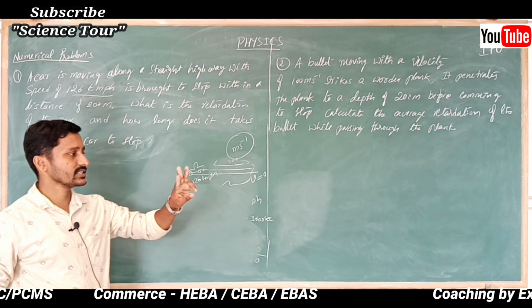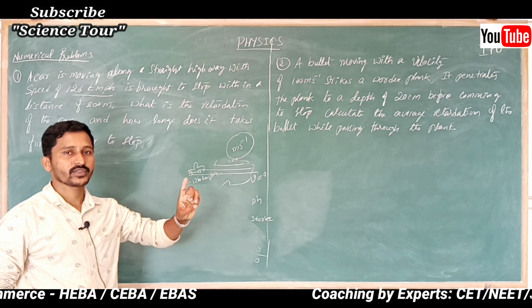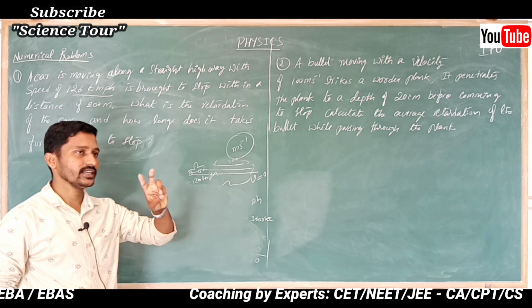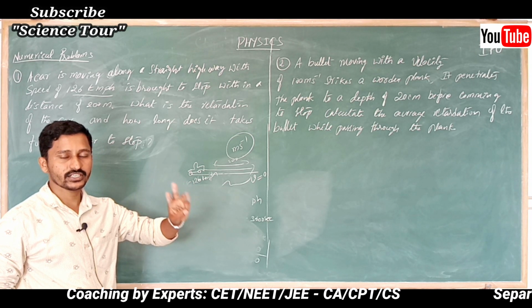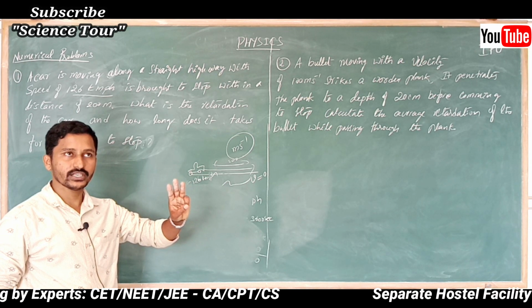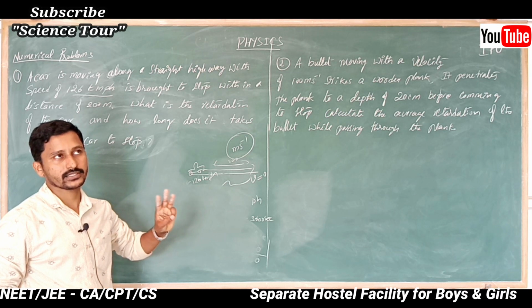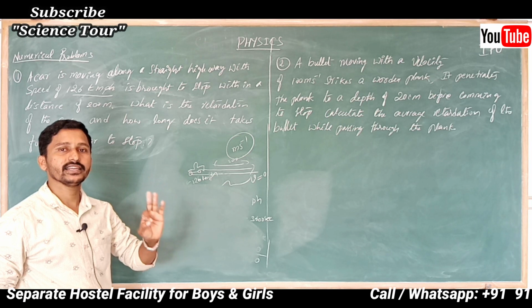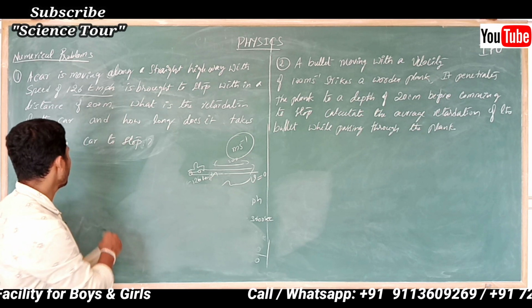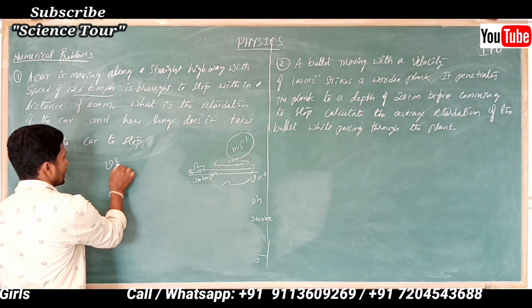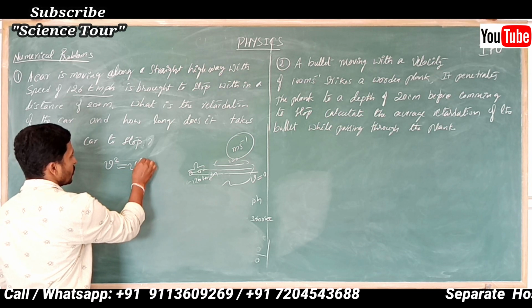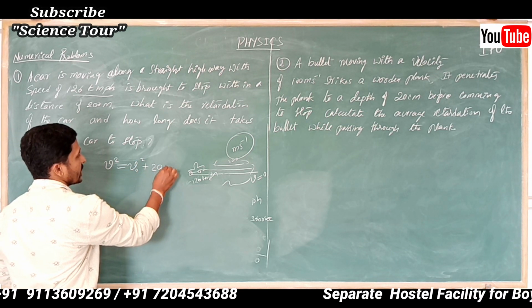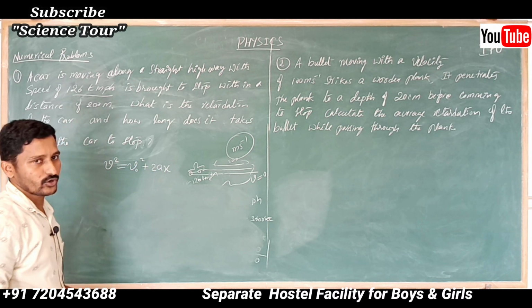Next, which equation have we used? There are three equations we can use. One is v is equal to v naught plus at, x is equal to v naught t plus half at square, then v square is equal to v naught square plus 2ax. Always when problems of retardation come, 99% of the problems will use this formula, that is v square is equal to v naught square plus 2ax. Okay, this formula you have to use.